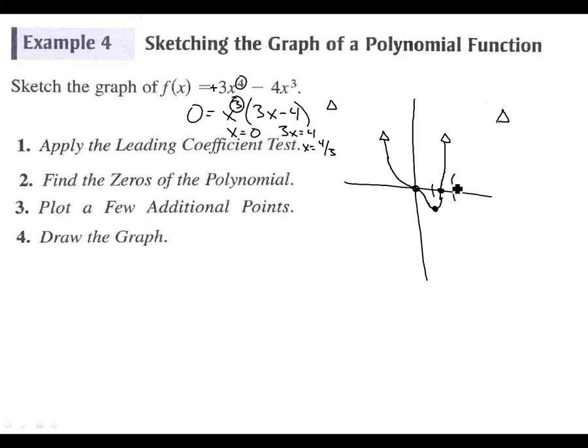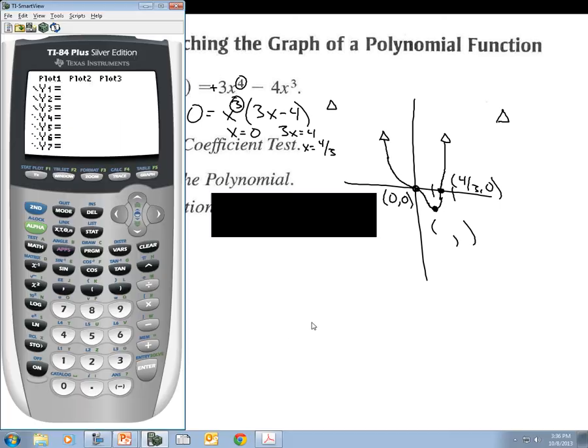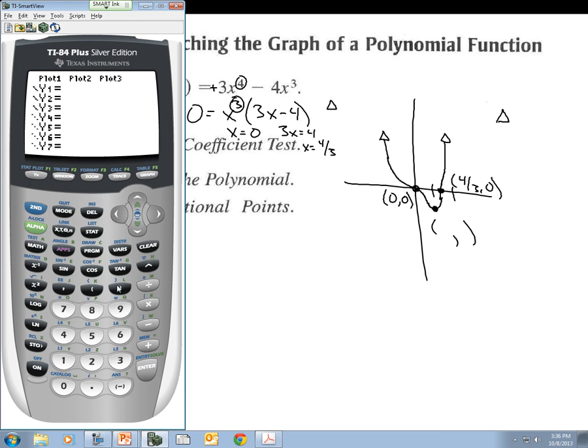We've got to label our important points. So this is 4/3, 0. This one here is 0, 0. And let's go use our graphing calculator to figure out what our minimum is, and also to verify that our graph looks like it should. So I'm going to plug this in, 3x to the 4th minus 4x cubed, and let's go ahead and graph it.